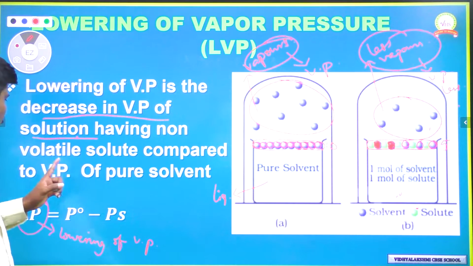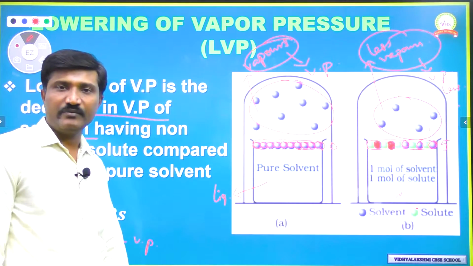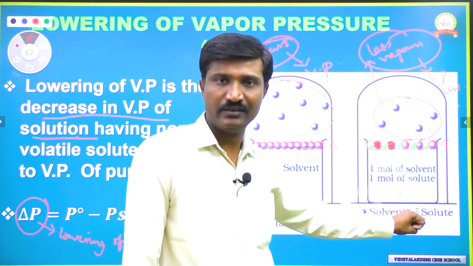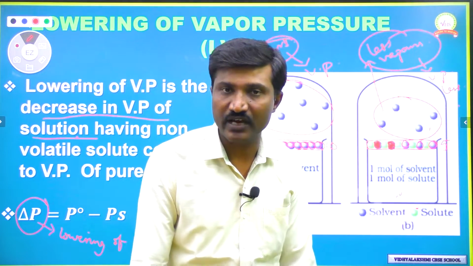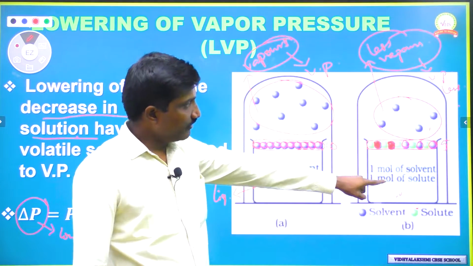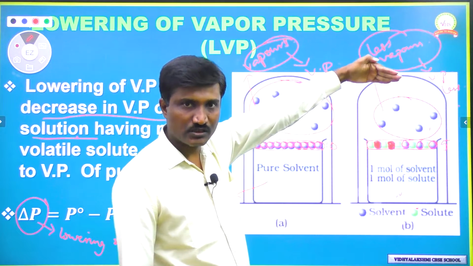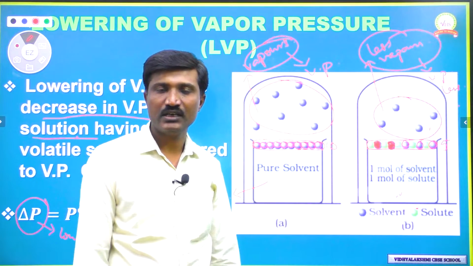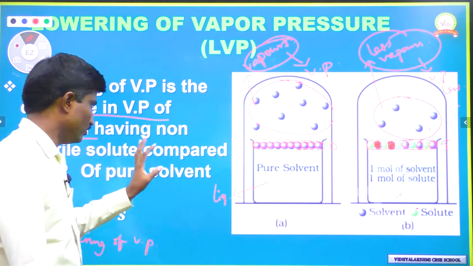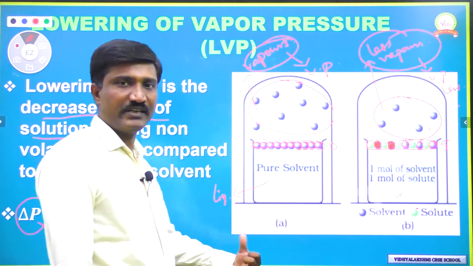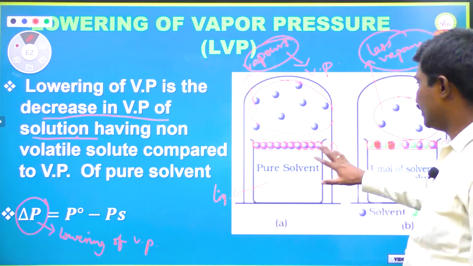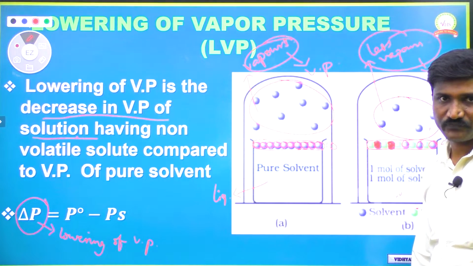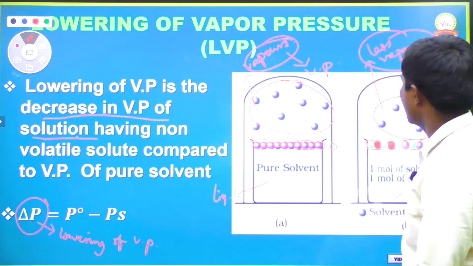What is the condition for this? The solute should be non-volatile, meaning we have to add a non-volatile solute, and only then does the vapor pressure decrease. Instead, if you add a volatile solute, then the solvent shows some vapors and the solute also shows vapors, so the vapor pressure increases further and does not decrease. So that is what lowering of vapor pressure is, how we represent it, and the reason for the decrease in the vapor pressure of the solution compared to the pure solvent. Is it clear?